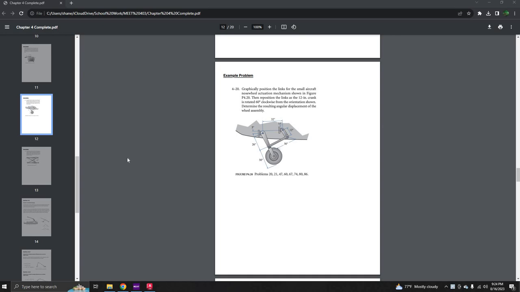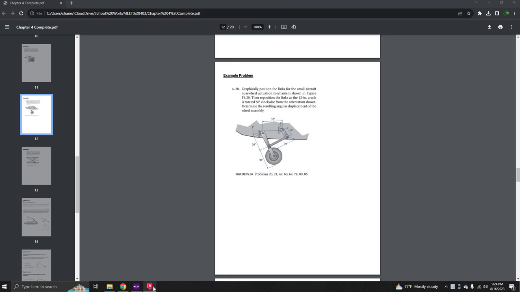Example problem 4-20. Graphically position the links for the small aircraft nose wheel actuation mechanism shown in the figure. Then reposition the links as the 12-inch crank is rotated 60 degrees clockwise from the orientation shown. Determine the resulting angular displacement of the wheel assembly. So what we're going to be looking at is how far this rotates over as this 12-inch link rotates 60 degrees clockwise.